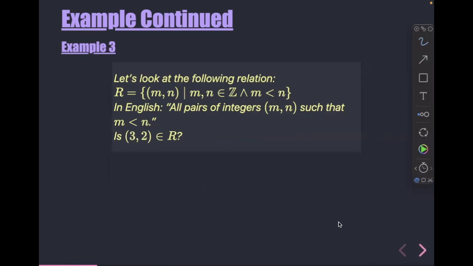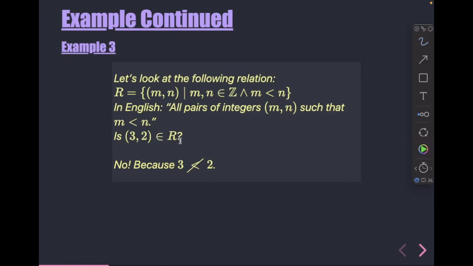Okay, so now my next question is the pair 3, 2 in R. And that's no, right? Because even though this first part's true, 3 and 2 are both in the set of integers, 3 is not less than 2. So this property here doesn't hold. So they are not in R.